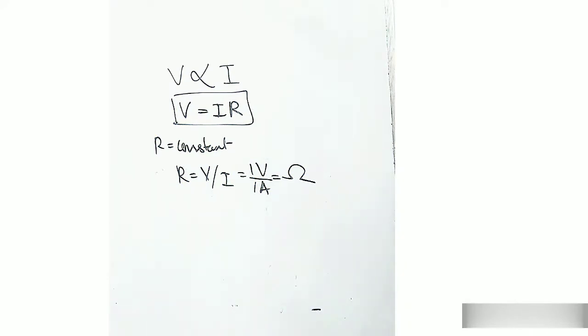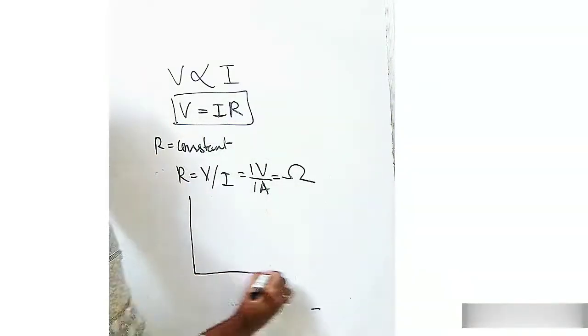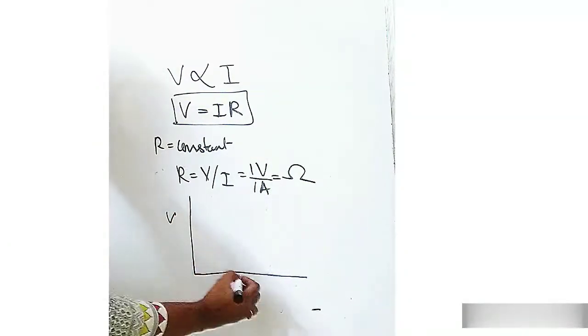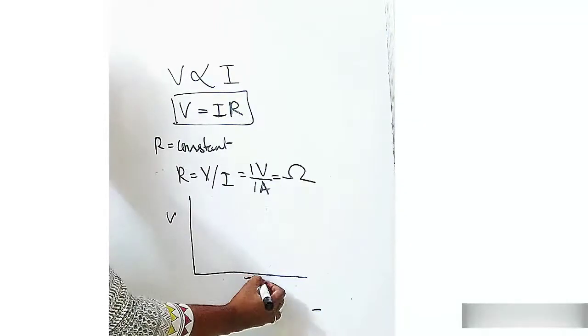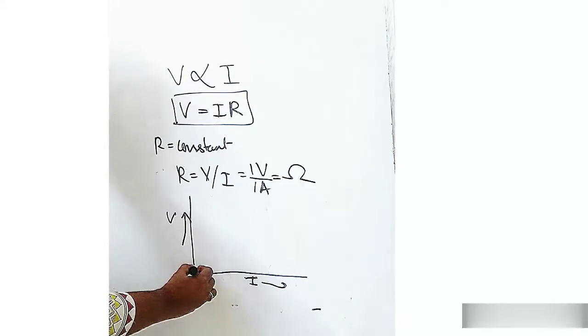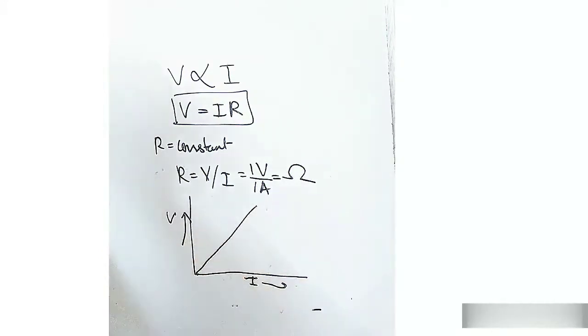Now after that, what we are going to do is see how to represent that in a graph. Very important. In the graph, very simple. This is potential difference V, and this is I, current. Now the resistance is constant, so that is why you will get a straight line as a slope. Okay, so this is the graph representing Ohm's law. So this is about Ohm's law, student.